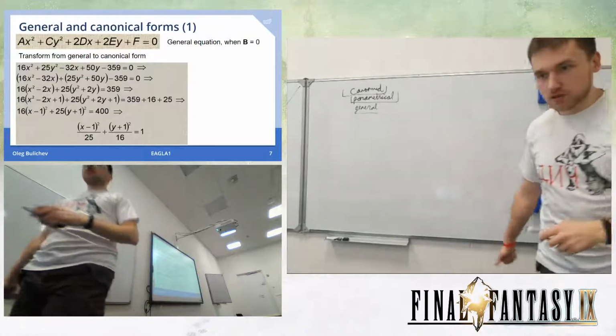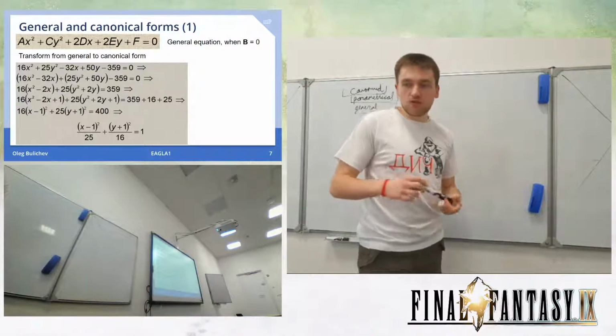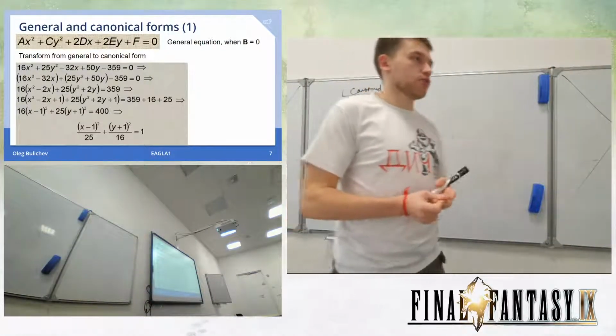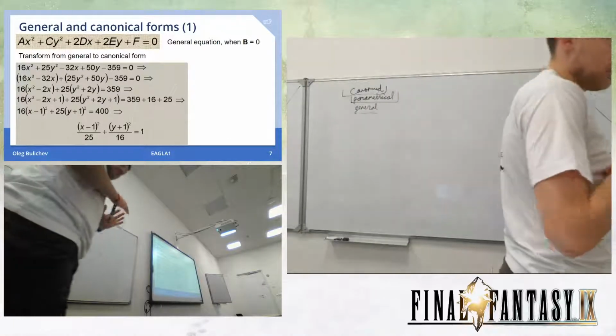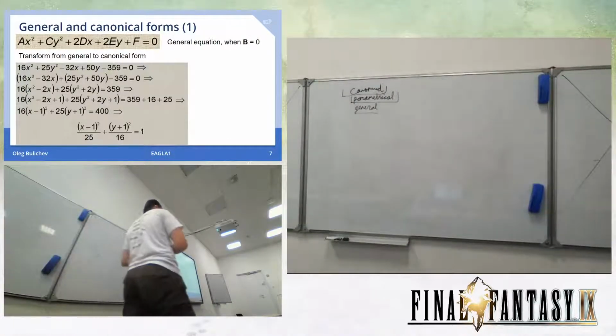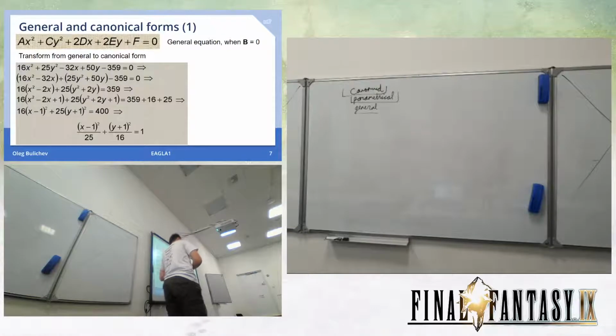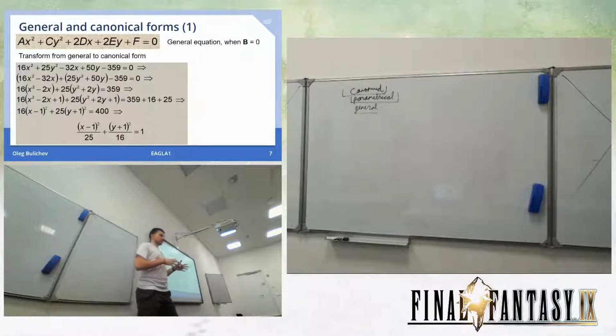But can we obtain a parabola or whatever if we have xy? And how can we go to this form? So let's first of all discuss what xy means. So if x shifts us along the x-axis, I mean when we have coefficients along the x-axis and along the y-axis.